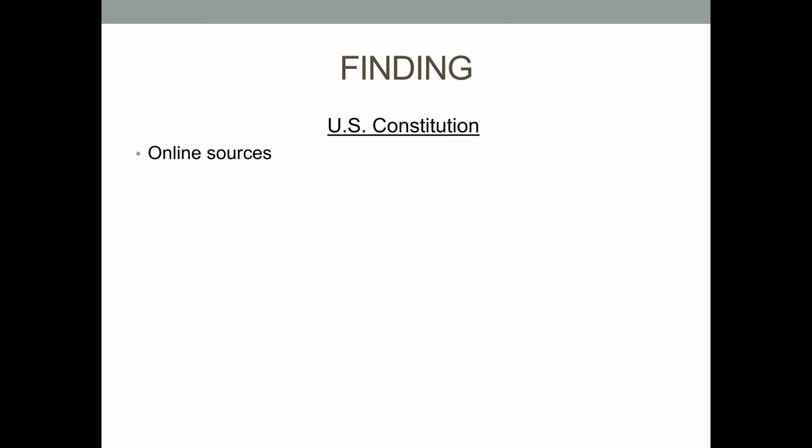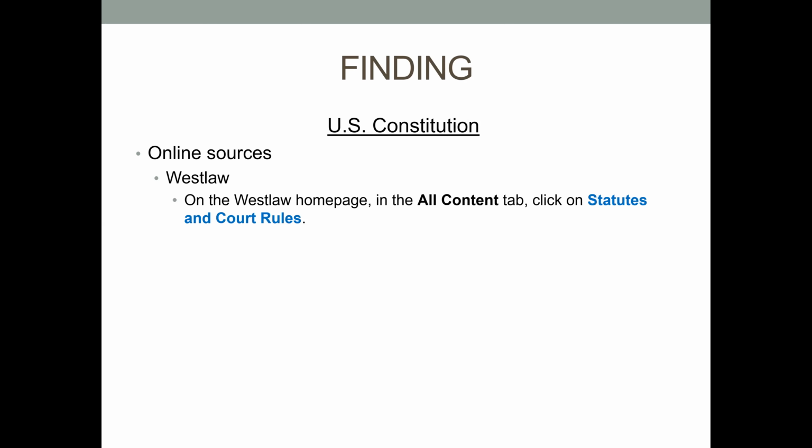Now, there are also online sources where you can find the text of the US Constitution, and I'm really talking apart from just getting online and Googling it and seeing what comes up. Of course, you have your commercial legal research online services that you have to pay for, such as Westlaw and Lexis. And so I want to start with Westlaw as an example of how you would find the text of the United States Constitution. So first, you would log into Westlaw and then go to the Westlaw homepage.